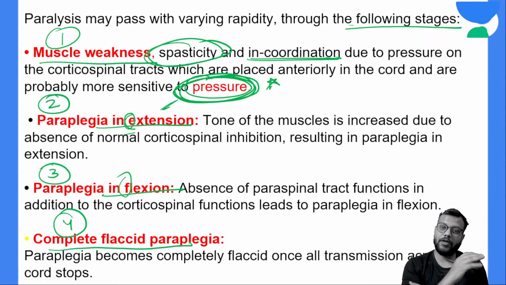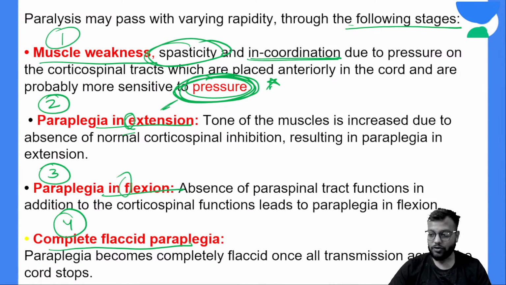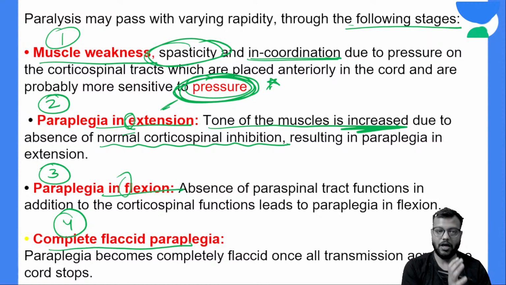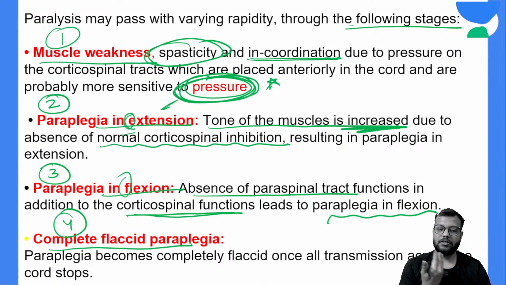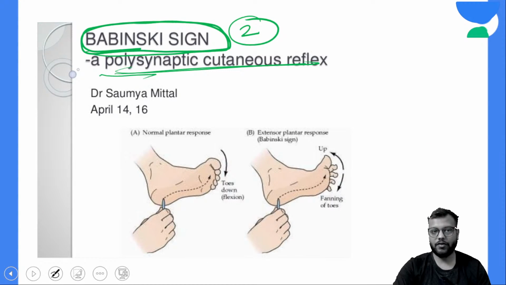The limb will be, especially the lower limb will be in the extension position at the hip joint and the knee joint, and the tone of the muscles will be increased because this will be a spastic one, as we have discussed, and it is due to absence of normal corticospinal inhibition. And in paraplegia in flexion में क्या होगा? The corticospinal के साथ में there will be deficit in function of the paraspinal tract also, leading to the paraplegia in flexion and complete flaccid paralysis में all transmission from the cord will be stopped.